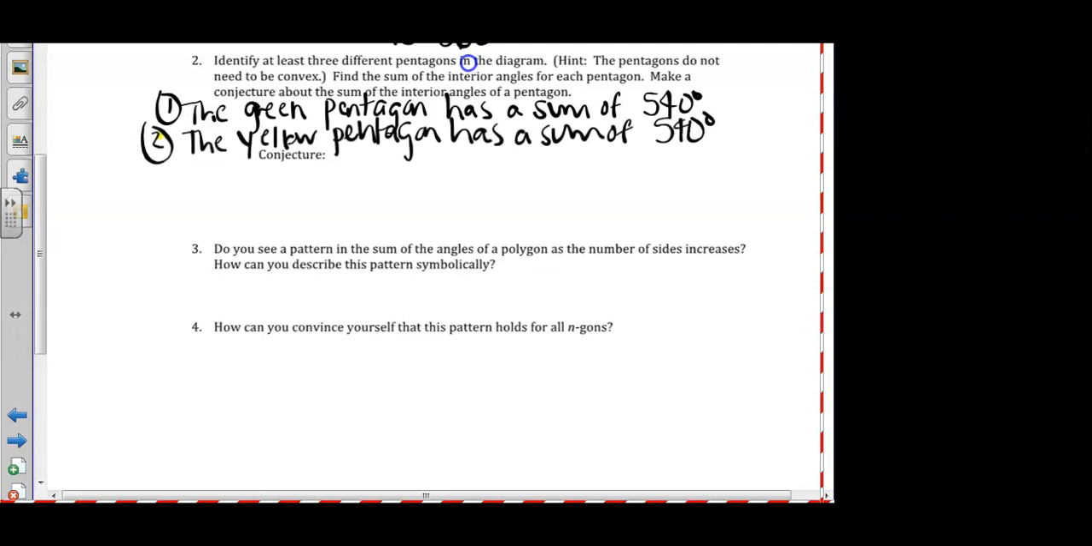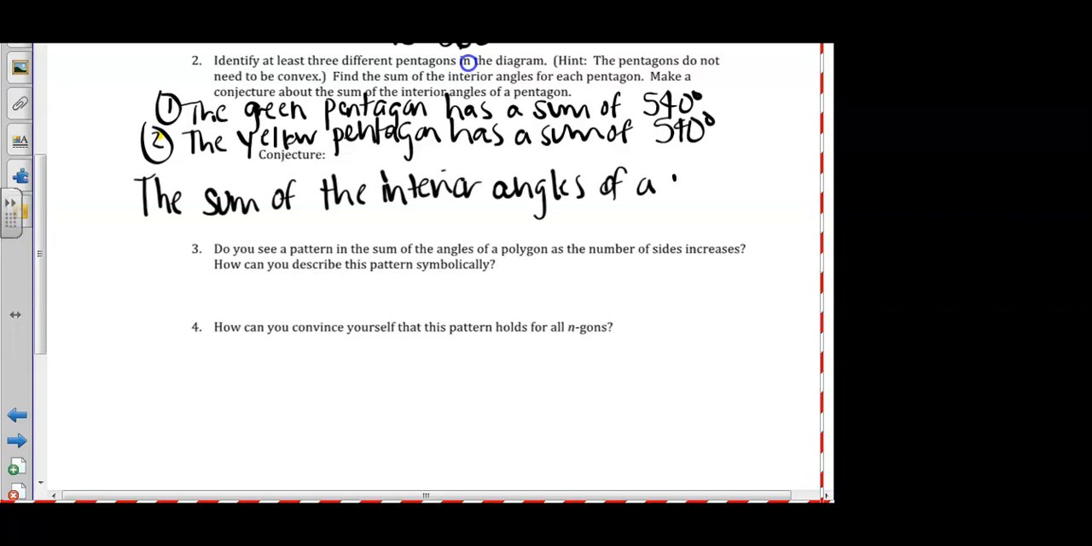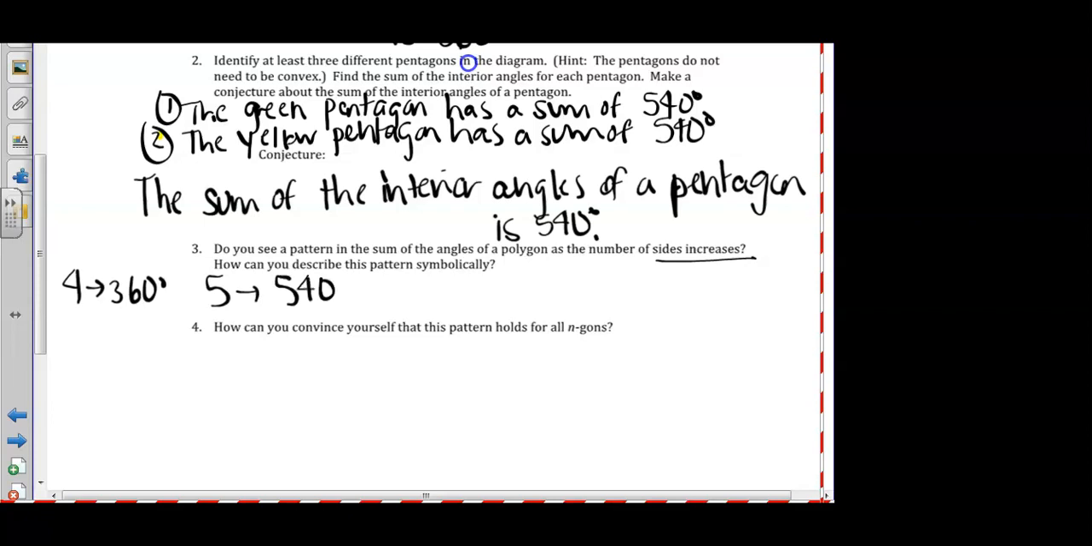So let's make our conjecture, even though in class we did another one. We can make a conjecture that the sum of the interior angles of a pentagon will always be 540 degrees. The sum of the interior angles of a pentagon is 540 degrees. Great. Okay, then we're asked to see if we see a pattern in the sum of the angles of a polygon and the number of sides. Well, let's go back to a quadrilateral. We had a 4-sided quadrilateral, the sum was 360. We had a 5-sided pentagon, and the sum was 540.